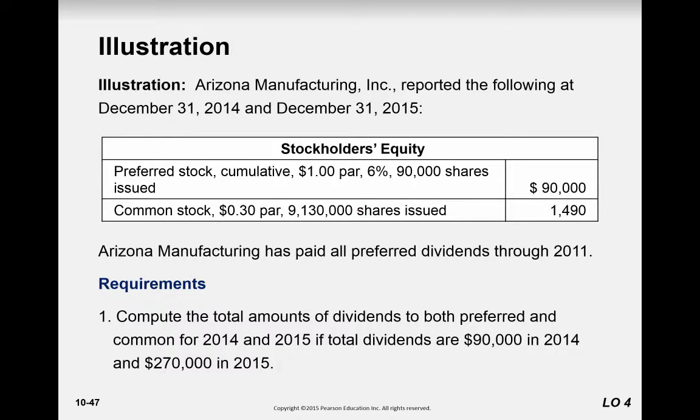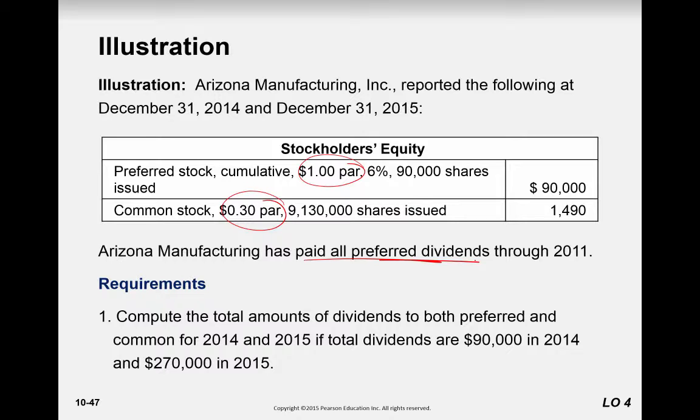Now, if we are looking at Arizona Manufacturing and we have this information for December 31st, we have preferred stock, look at that dollar par, and we have 30 cents par for common stock, and we paid all preferred dividends through 2011.